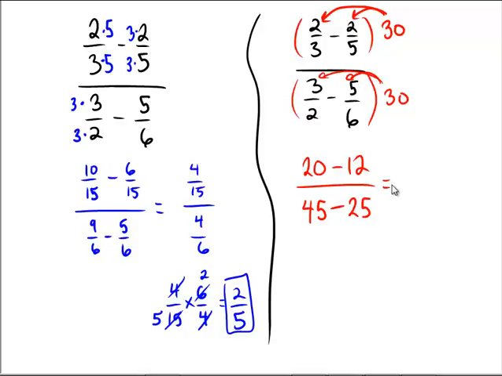So let's see if this was easy also. 20 minus 12 is 8. 45 minus 25 is 20. And a common number that goes into both 8 and 20 would be 4. What's 8 divided by 4 but 2? And 20 divided by 4, which is 5. So again, similarly, we get the exact same answer of 2/5.